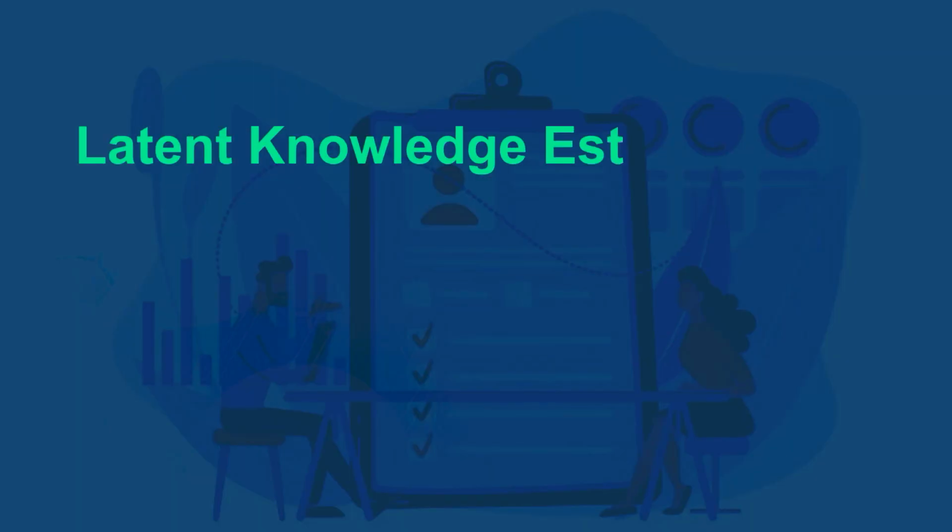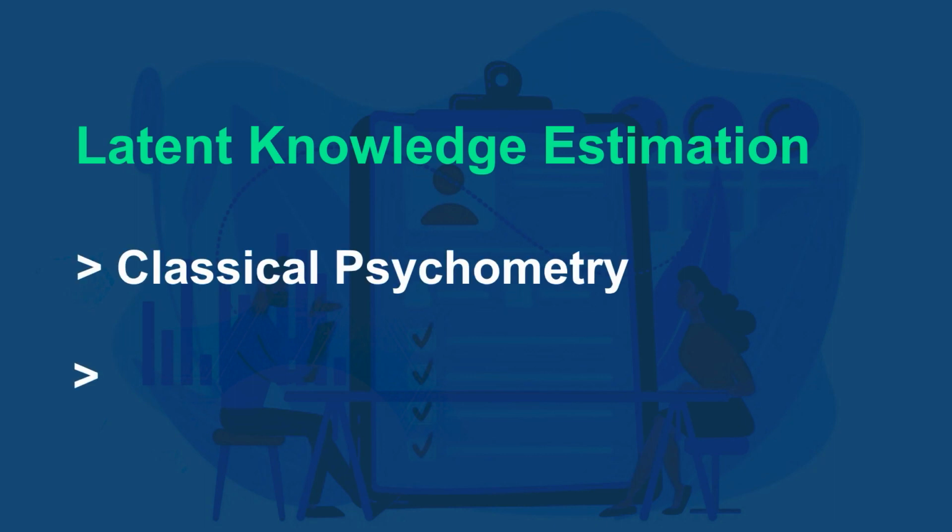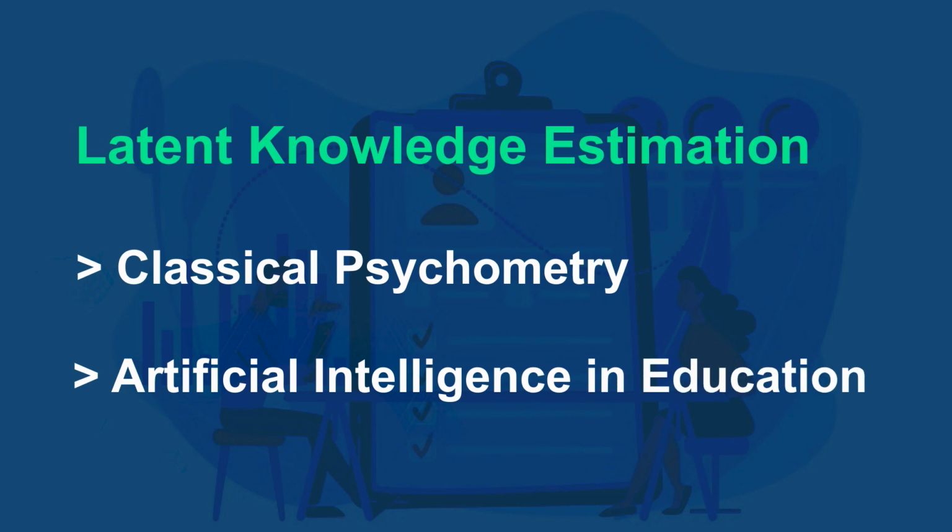There are two kinds of models for latent knowledge estimation. Number one, classical psychometry. Number two, artificial intelligence in education. The classical psychometric algorithms include Bayes nets or Bayesian knowledge tracing. Situations involving multiple skills simultaneously can be handled with a logistic regression based approach called performance factors assessment. Occasionally, a combination of multiple models can be more effective for large data sets.